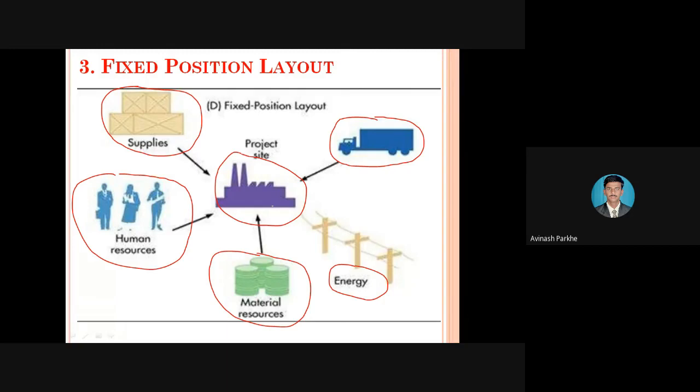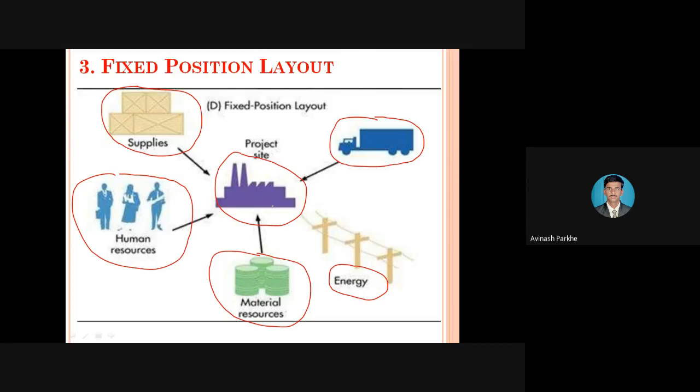Such fixed position layouts are mostly used for heavy duty applications or heavy duty components. For example, I have taken the example of the sugar industry. Then if we have to build ships, very big ships, or aeroplanes and aircraft, for such heavy duty components the assembly line is not provided.